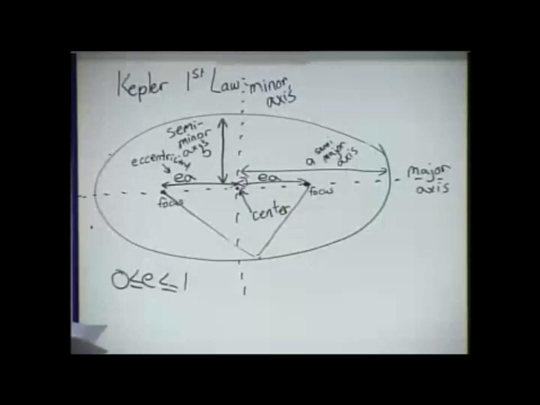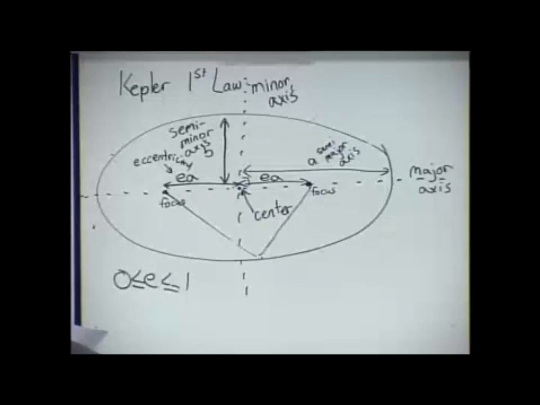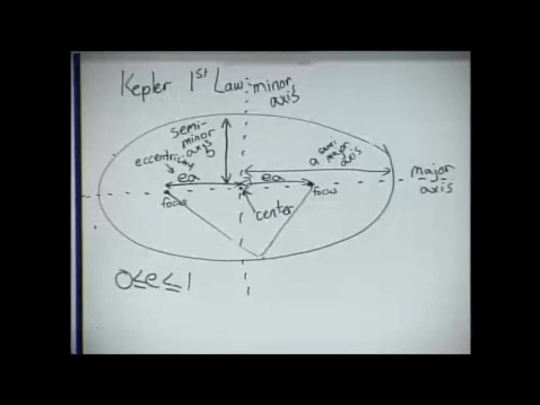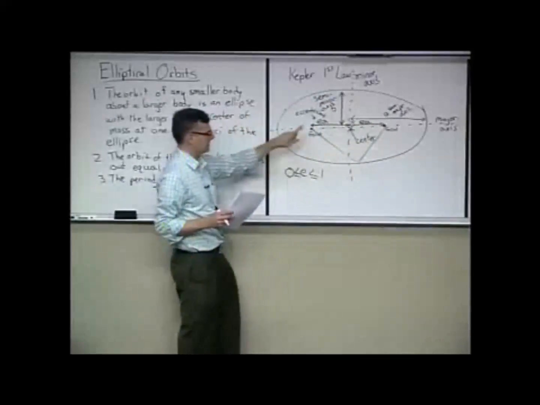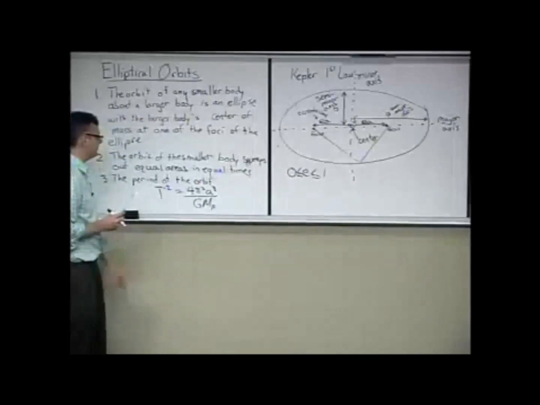Okay, any questions so far? Doing good? Okay, so that's the geometry of the first law. We're going to put the planet on the focus. Whatever orbits that planet has to be an ellipse of some shape.